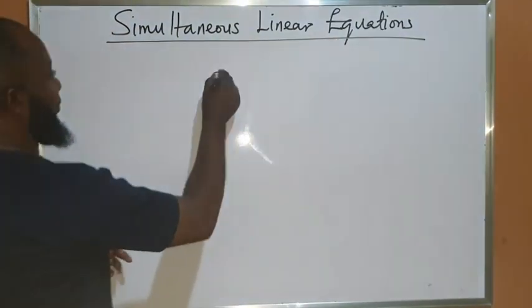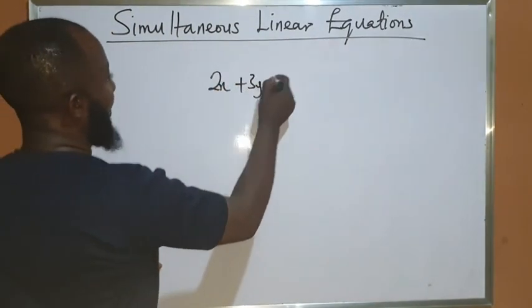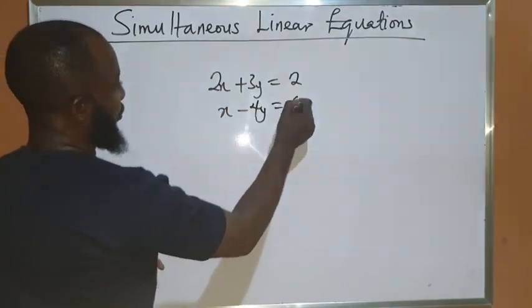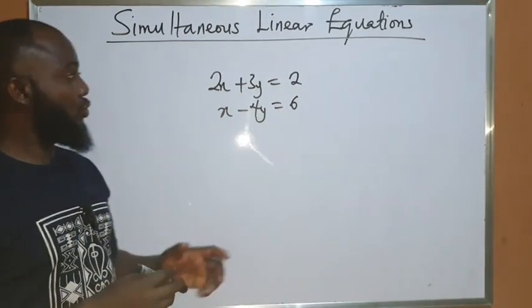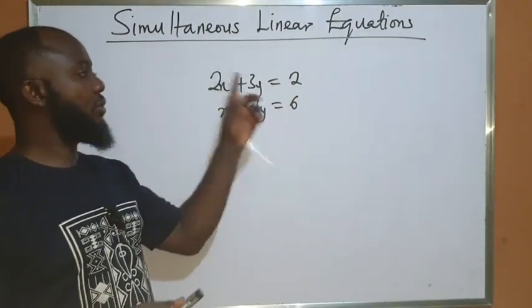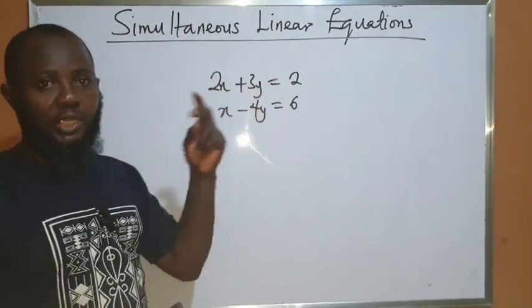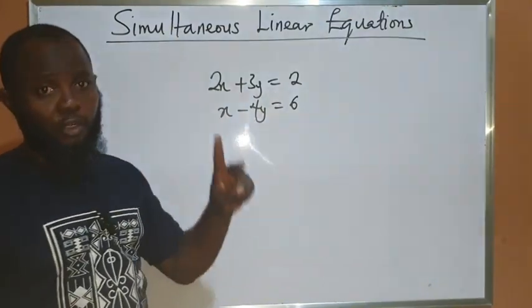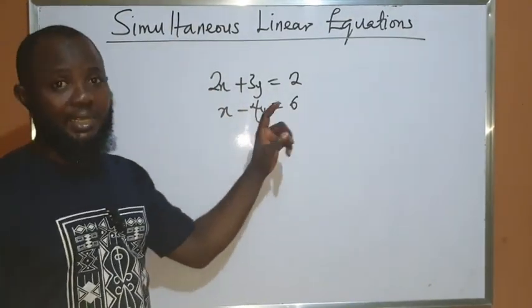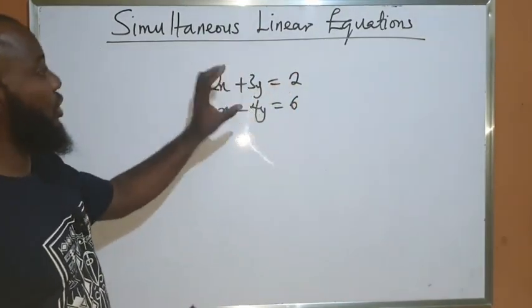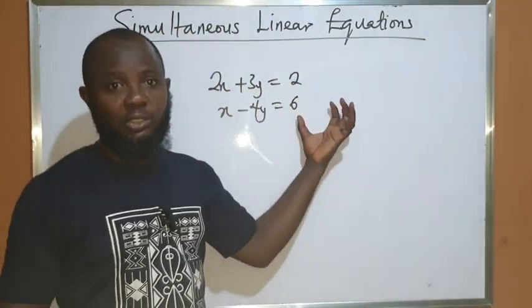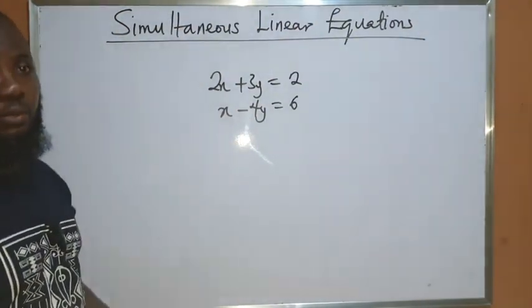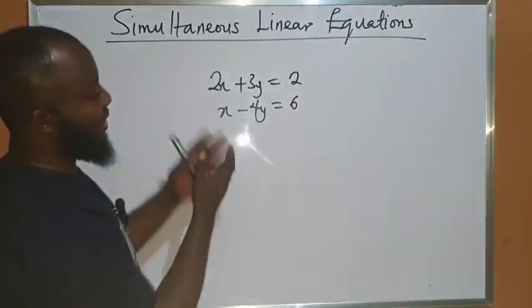So for example, you have 2x plus 3y equals 2, then x minus 4y equals 6. If you look at these two equations, the first equation has two variables, that is two unknowns, which are x and y. Also the second equation has two variables, which are also x and y. So this type of equation is referred to as what? Simultaneous equations.